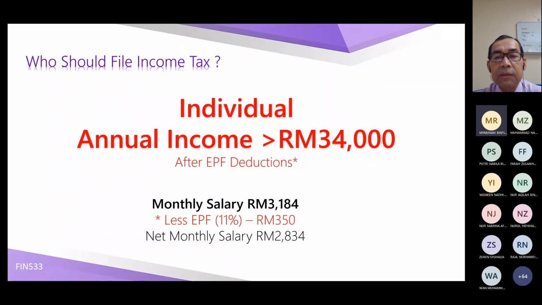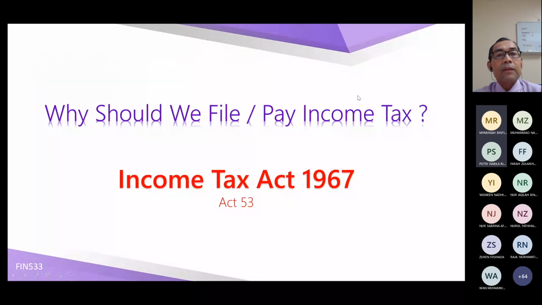So anybody who earns a salary of 3,184 and above, based on today's EPF rate, will be required to file income tax. So bukan semua orang kena file. Okay. Why should we pay income tax? Buat apa bayar tax ni kan?